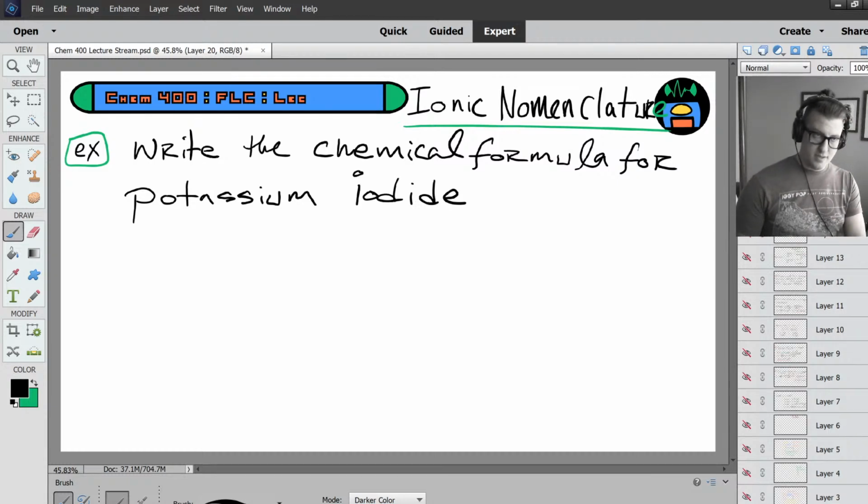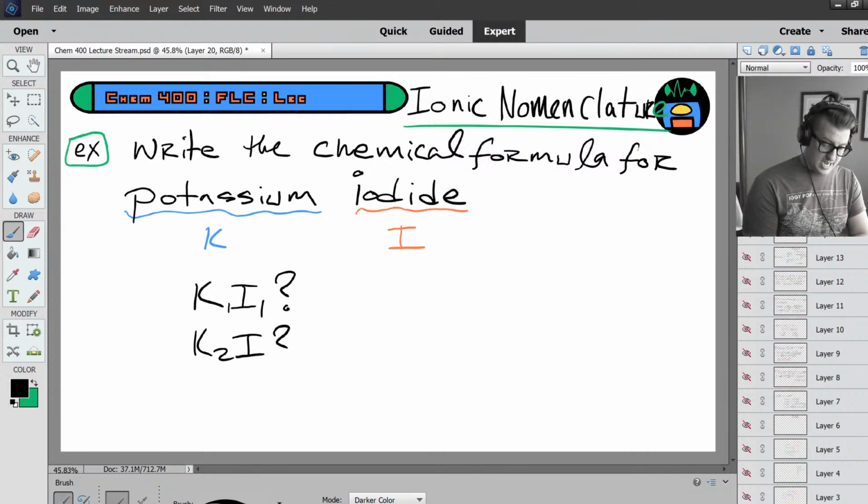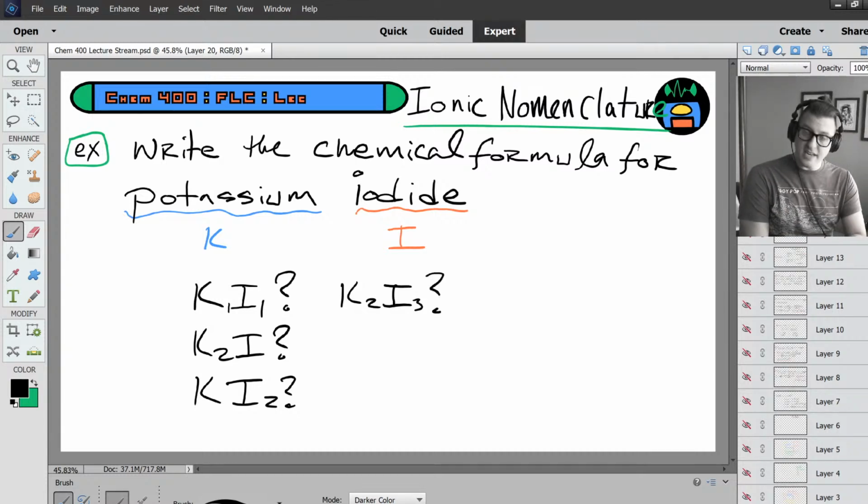Now, here's the trouble. The cool thing when you're given a formula and you're asked to name it is I don't have to worry about the numbers. It's just cation name, anion name. But when you're given a name, how do you figure out how many of each element to include? We know potassium has the atomic symbol K. We know iodide is the anion for iodine, so it has the symbol I. But the name doesn't explicitly tell us whether they come together in a 1-to-1 ratio, for example. Is it KI? Is it K2I? Is it KI2? Is it K2I3? The name doesn't explicitly state it.